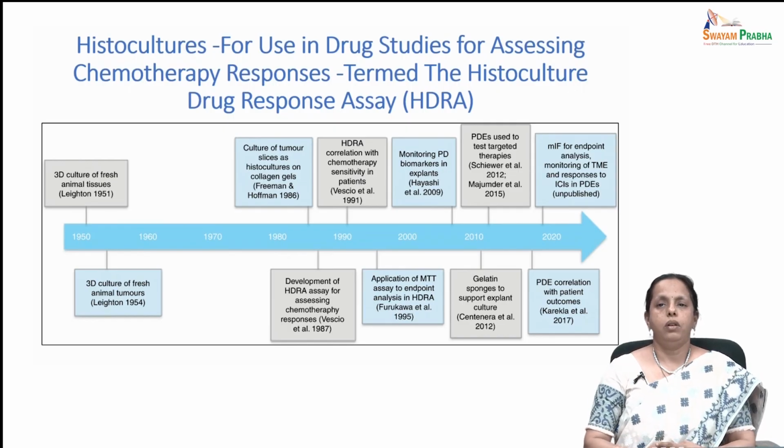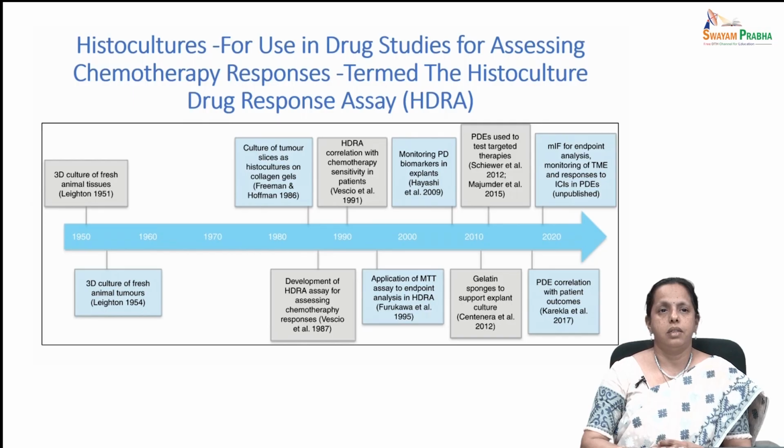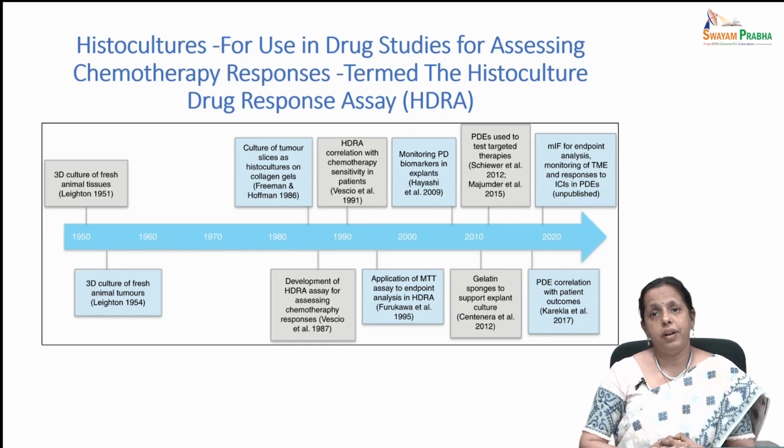One more important model is human tumor histoculture studies, which were pioneered by Robert Hoffman et al. They involve the generation of tissue slices from tumors obtained from surgical resection, which were then cultured for extended periods of time using specialized collagen sponges.